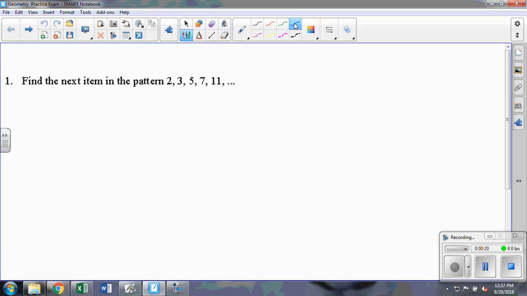The next one should be 13. We're not asked to identify it, but the object that you should recognize is that those are all prime numbers: 2, 3, 5, 7, 11, 13, 17, 19, 23, and the pattern would continue from there.